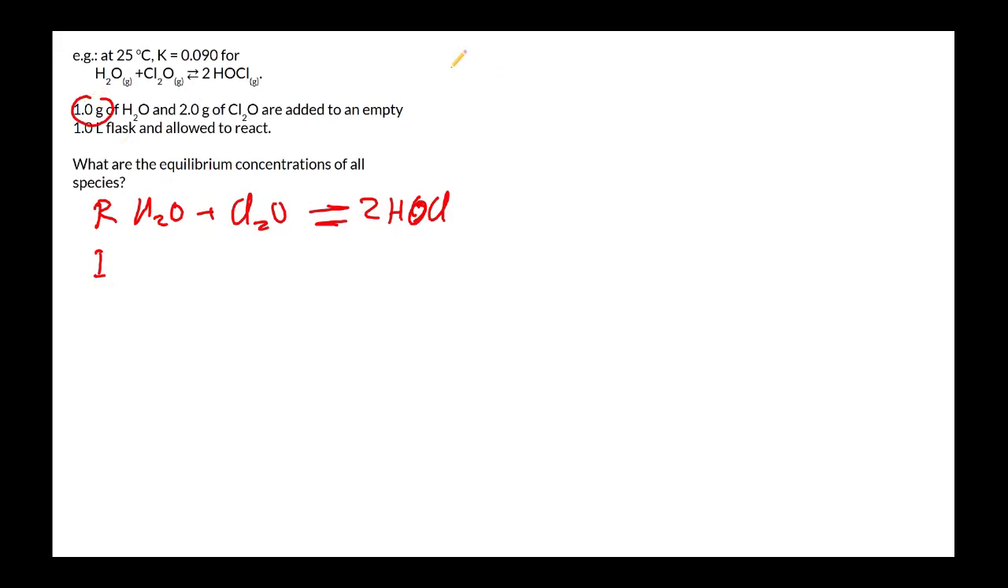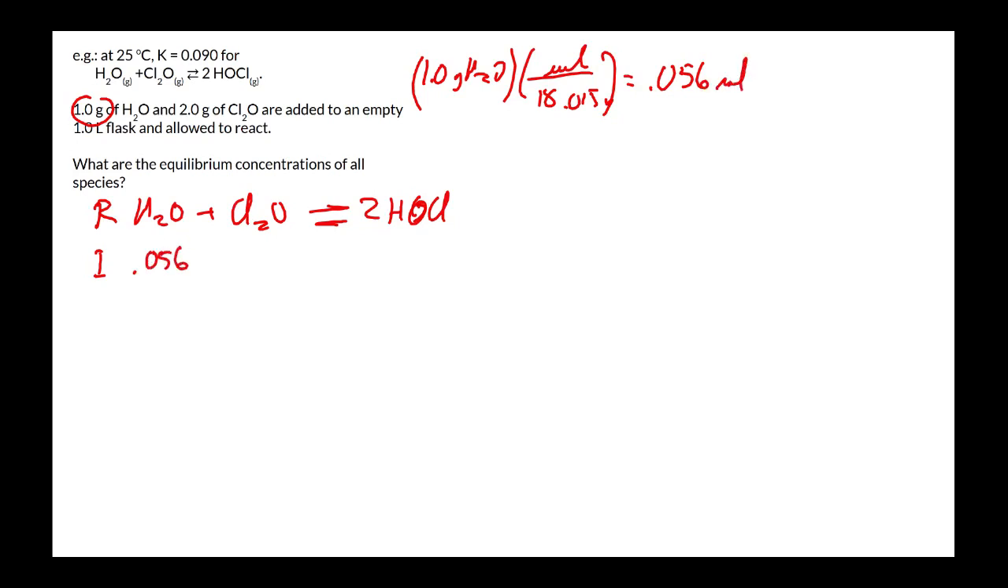It's in a 1 liter flask, so however many moles we have, that's the concentration. So we'll take 1.0 grams of H2O. The molar mass of H2O is 18.015 grams per mole. And this is going to leave us with 0.056 moles. So in the 1 liter, that gives us a 0.056 moles per liter concentration.